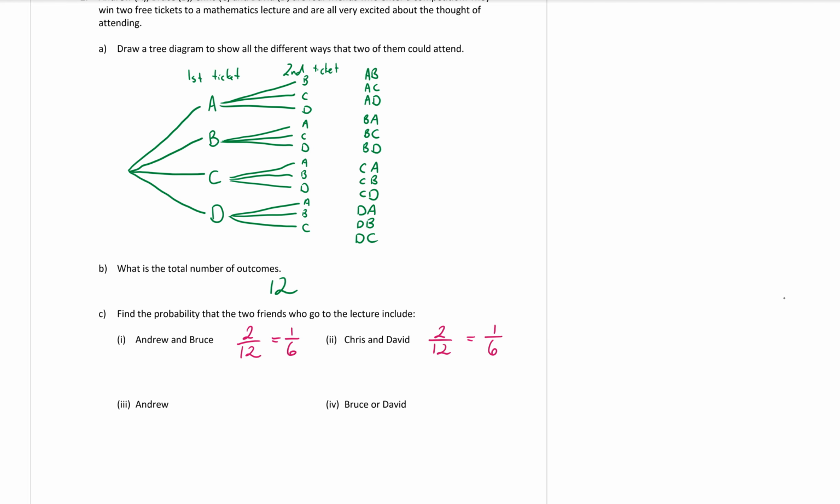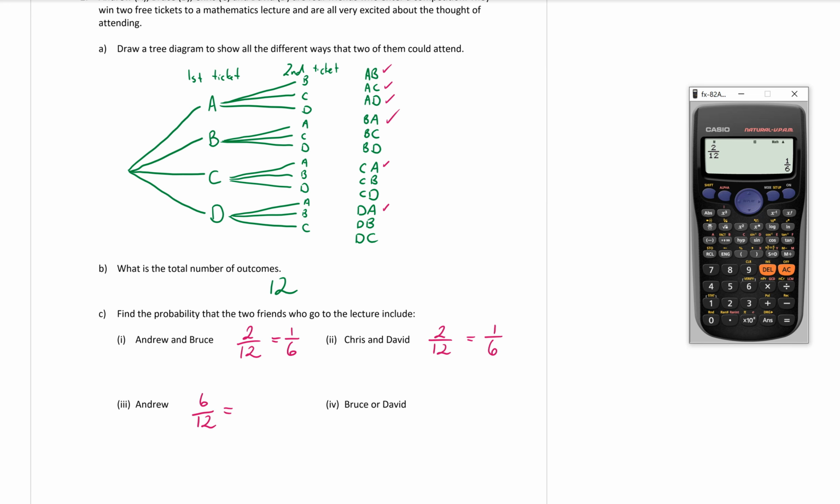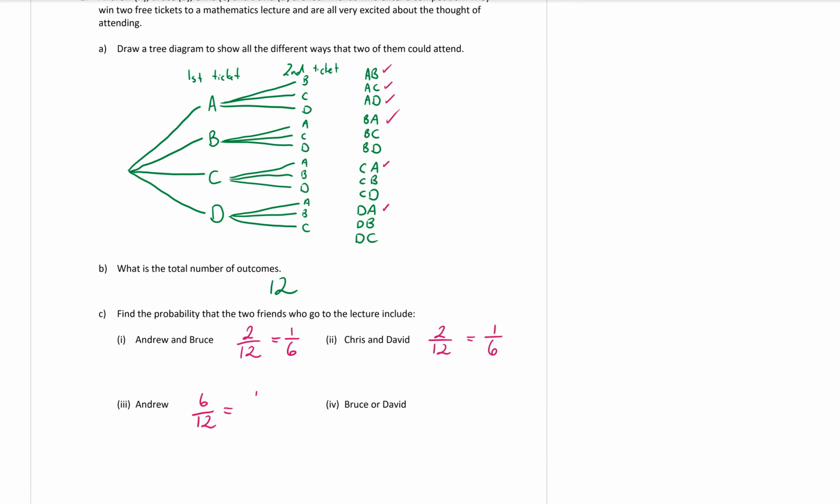What is the probability that Andrew gets to go? So it doesn't matter who he goes with, but Andrew gets to go in this one, this one, this one, this one, all the ones that have an A in them. That one and that one. So 1, 2, 3, 4, 5, 6 options out of the 12 that Andrew gets to go, which will simplify to a half. But I'm typing that in here for you. 6 over 12 is a half.